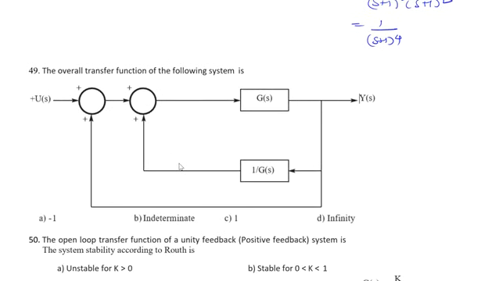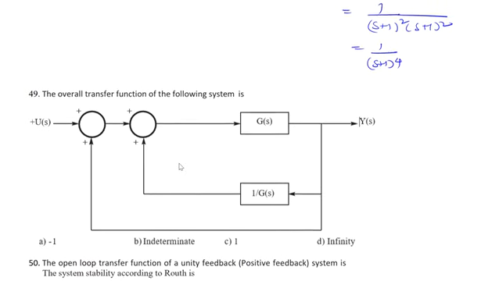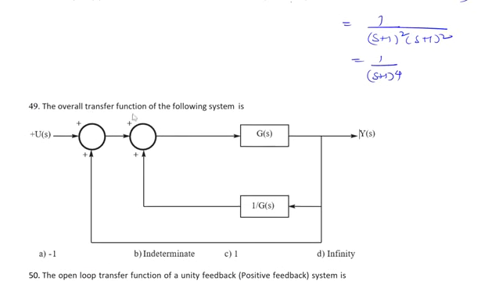And the next question is also an important question. The overall transfer function of the following system is, so instead of solving this by using the block reduction technique, I can use the signal flow graph to get the answer for this problem here. So how to do this, sir? Do it on your own piece of paper and tell me the answer.